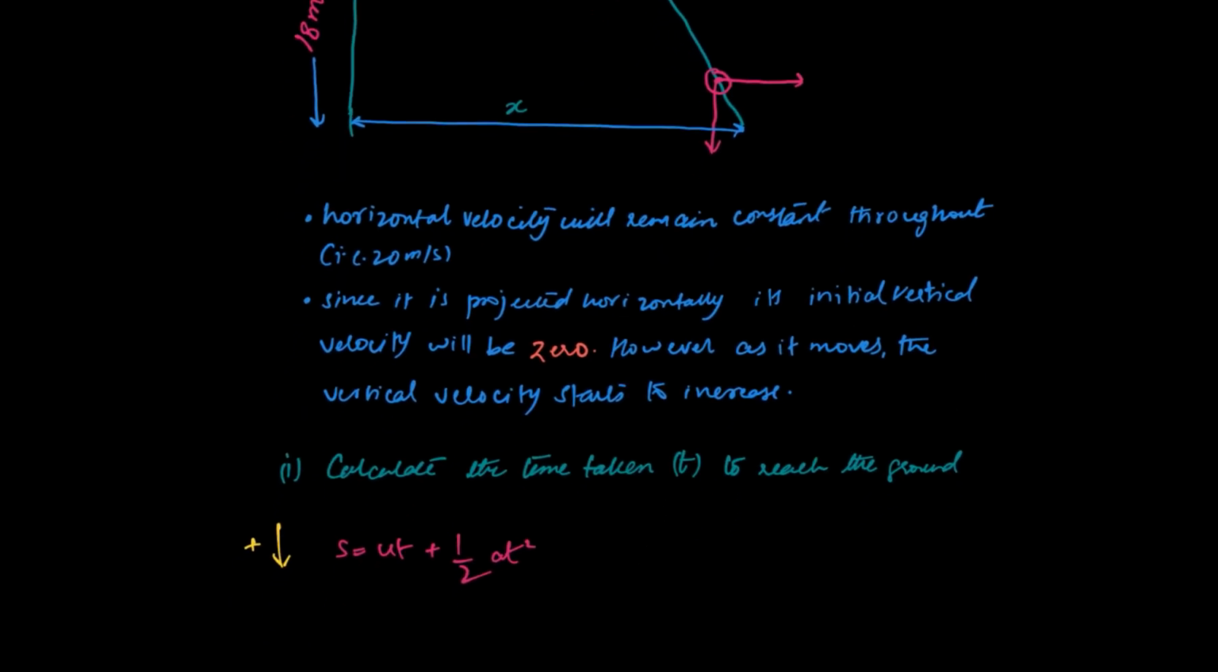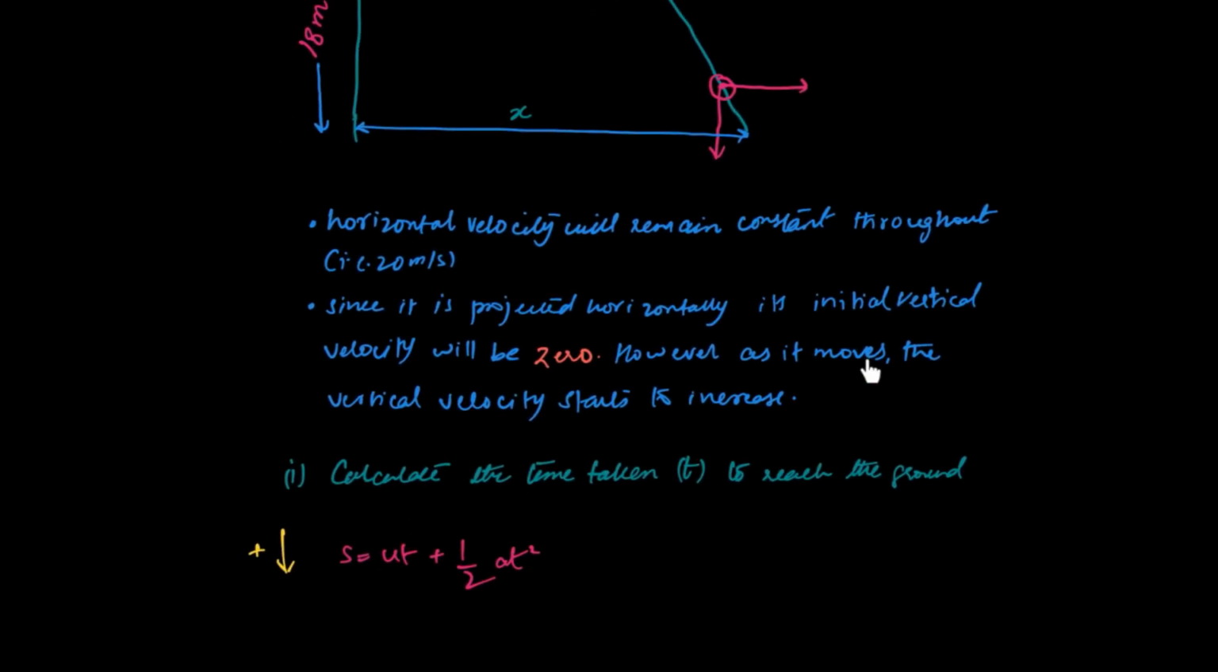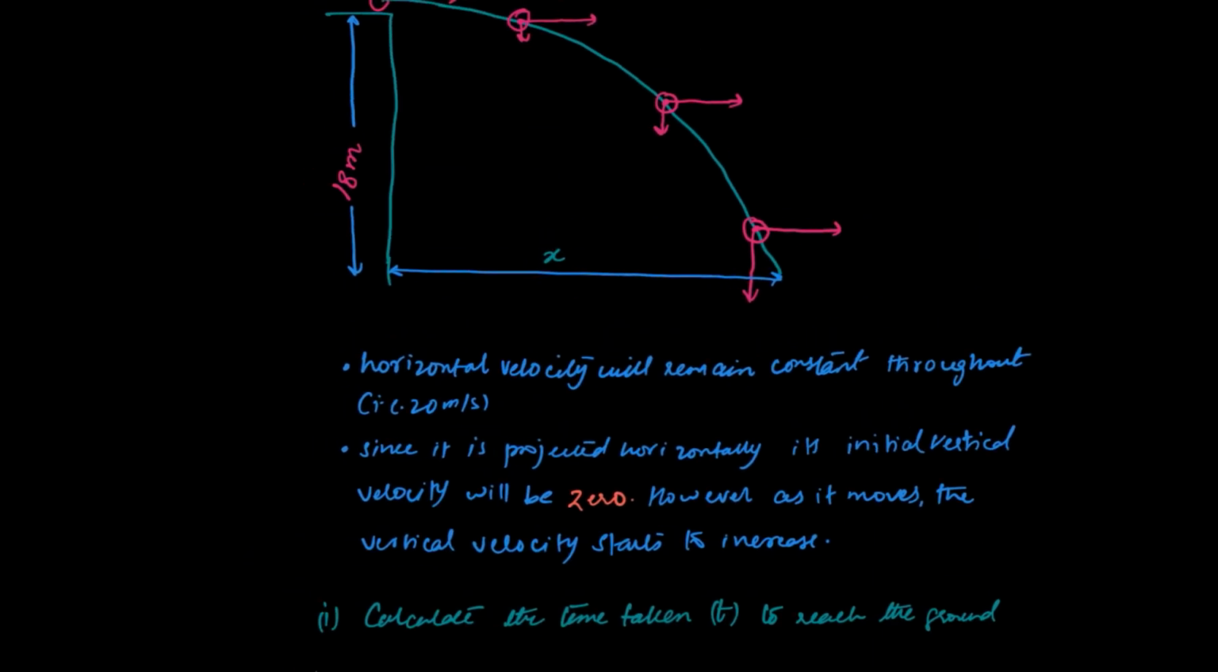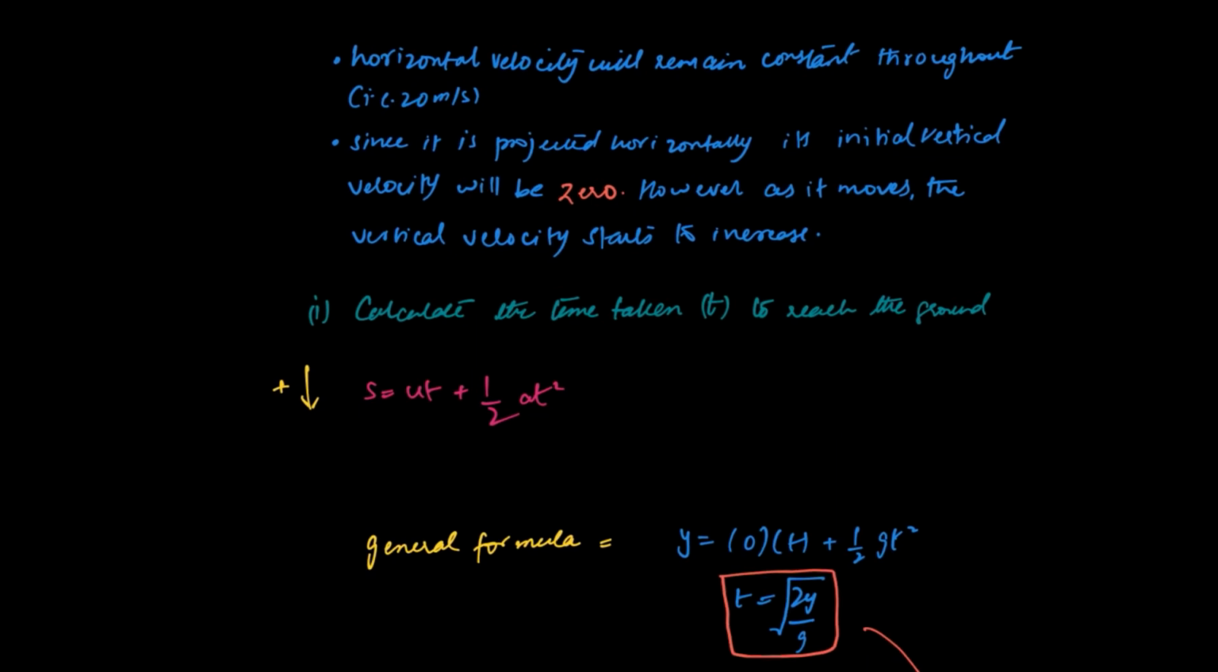Then it says that however as it moves, the vertical velocity starts to increase, because under the influence of gravity the object falls, and so the vertical velocity of the object starts to increase. So the question says to calculate the time taken to reach the ground. So we just have to apply the formula.